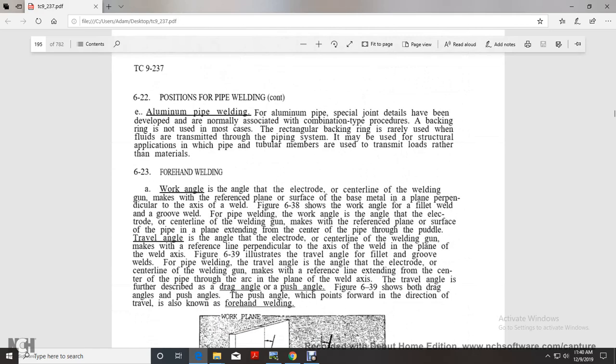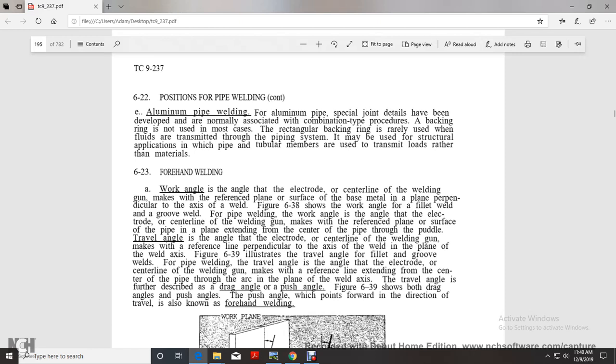Alright, position for pipe welding. Aluminum pipe welding. Special joint details have been developed and are normally associated with the combination type of procedure. The backing ring is not used in most cases. The rectangular backing ring is rarely used when fluids are transmitted through the piping of the system. It may be used for structural applications of the weight in the pipe. The tubular members are used to transmit loads rather than materials.